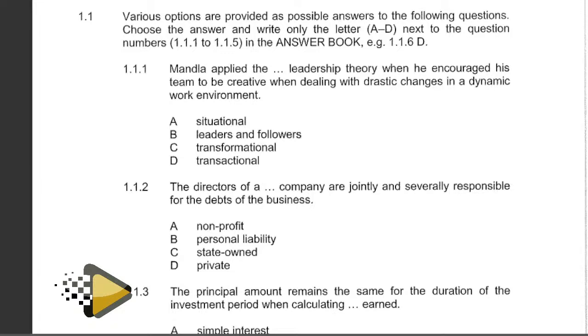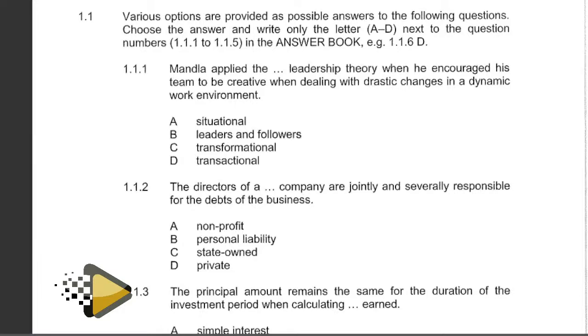An example is given there inside the bracket where you have A to D next to the question numbers. Also, you are given the guidelines there, 1.1.1 to 1.1.5 in the given answer book. A typical example as well is given where you are shown how you must select the options of your choice. So if you check, we have 1.1.6, and the appropriate option for this question is D.